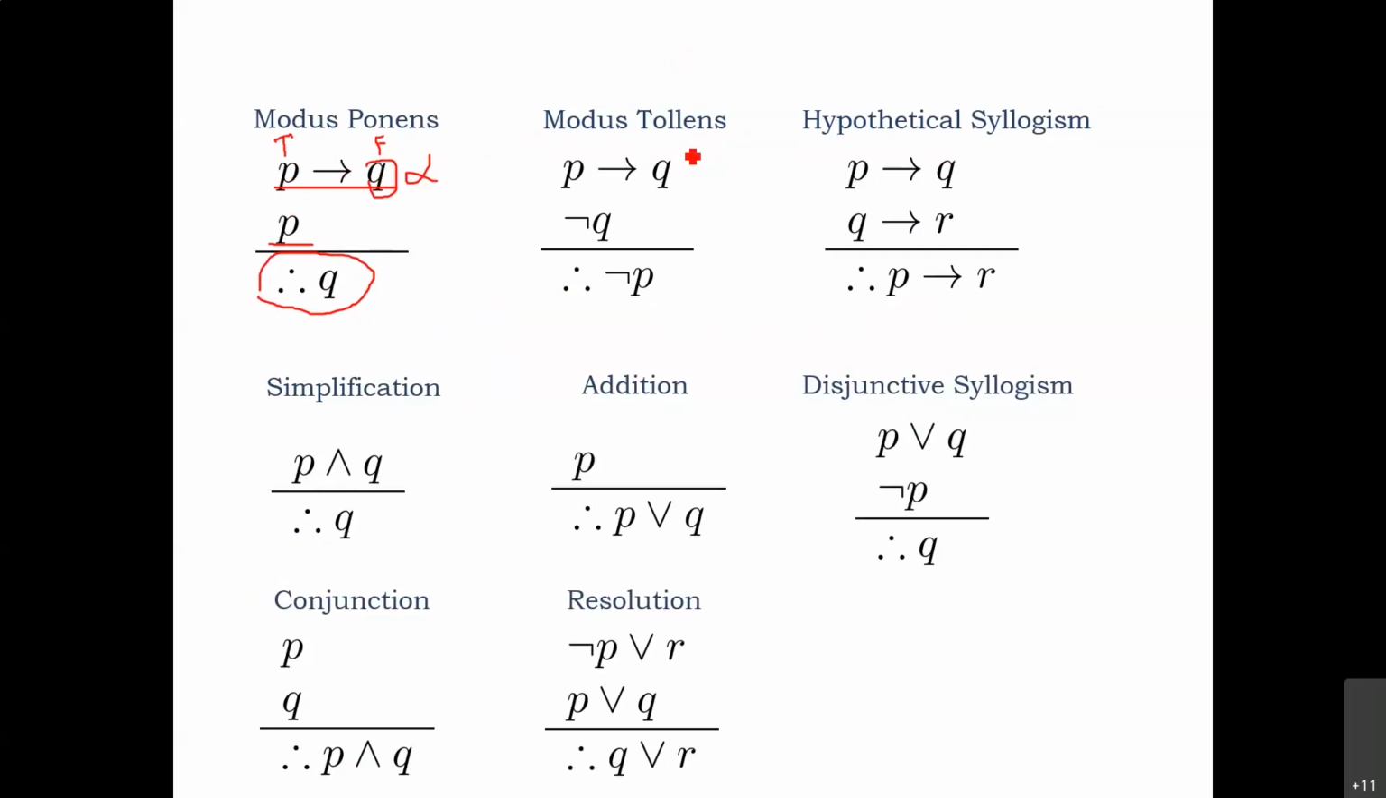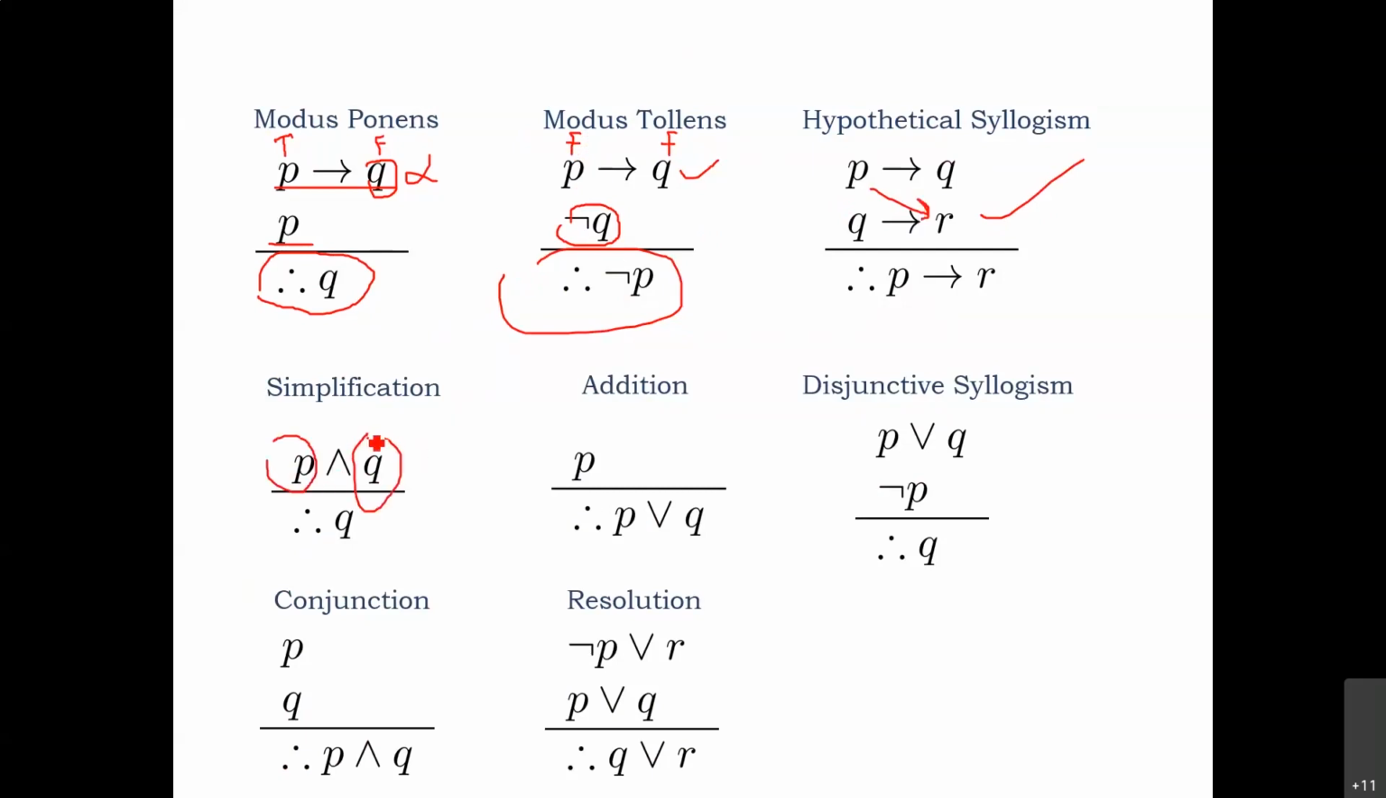Modus tollens, same thing, but we're saying, hey, Q is false. Since not Q is true, that means Q is false. The only thing P can be is false, so the whole thing can be true. Thus not P is true. Okay, we already saw this.